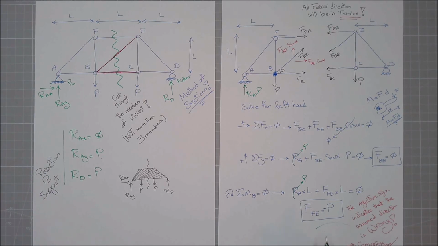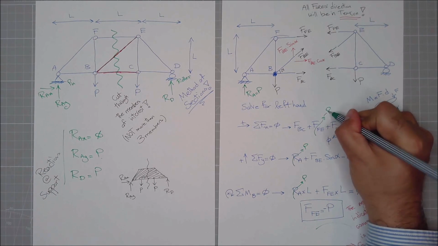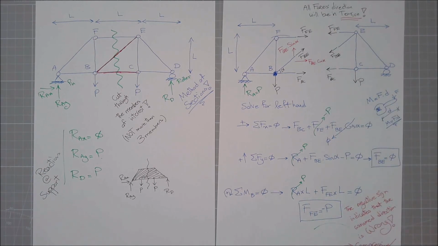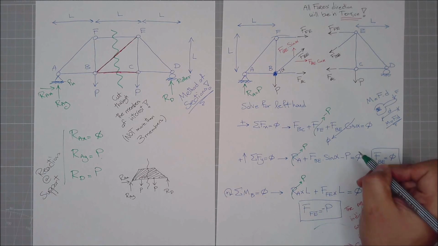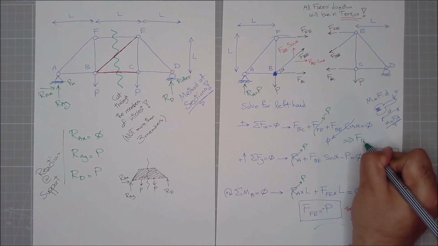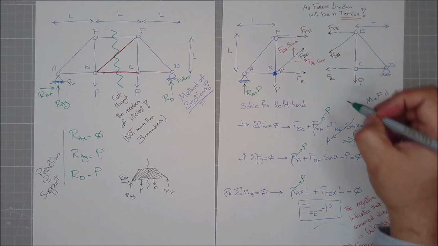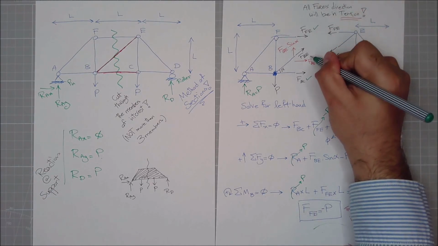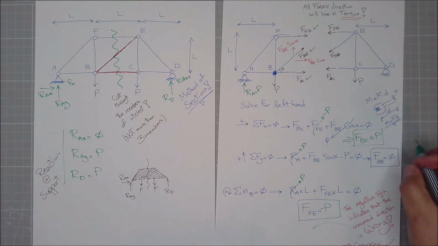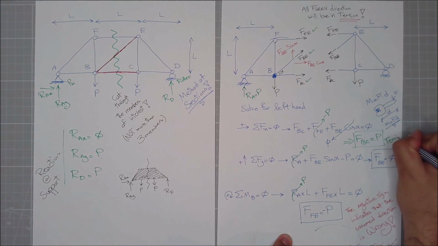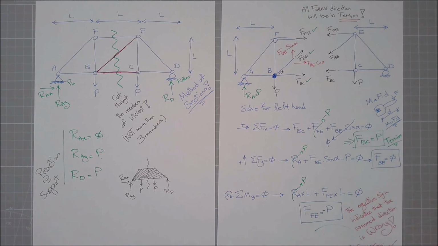But now, having FFE, can I write here that this is negative P? Doesn't that conclude FBC is equal to P? So now I had this, I have this, and I have this. And it's positive, so this is in tension. And FBE is generally 0. It's a 0 member. Did I solve everything? Yes.